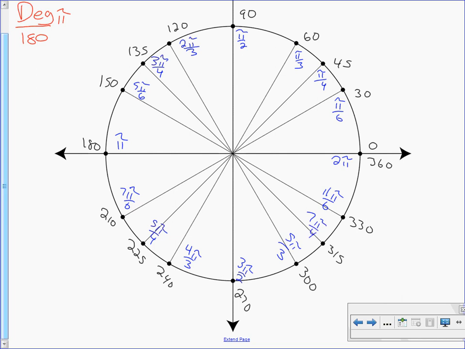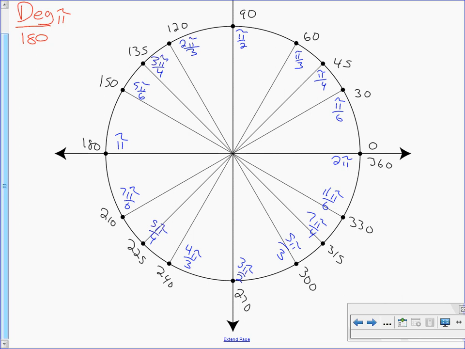The trick to the unit circle is every 30 degrees is 1/6. It's a fraction of 1/6. 1/6, 2/6, 3/6, 4/6, 5/6, 6/6, all the way around. And each one of those just gets simplified and you slap a pi next to it. As you're going up by 45s, 1/4, 2/4, 3/4, 4/4, 5/4, 6/4, 7/4. And that's what you use.